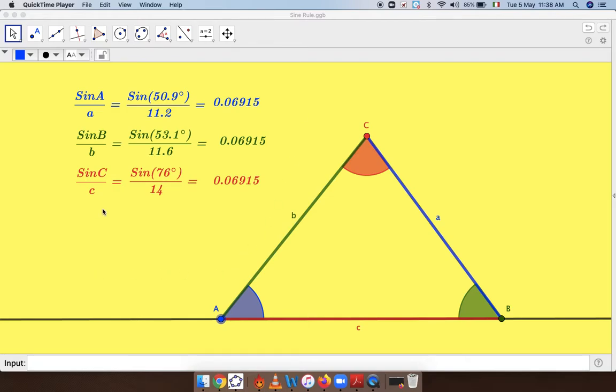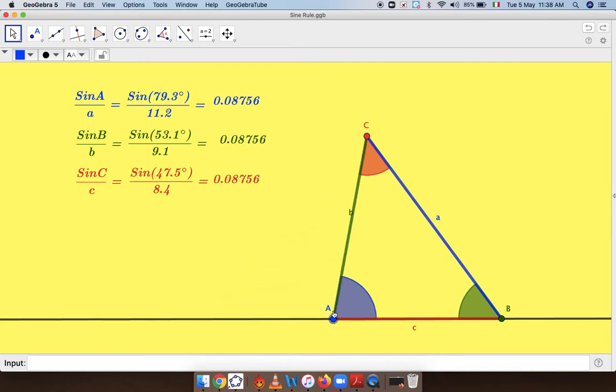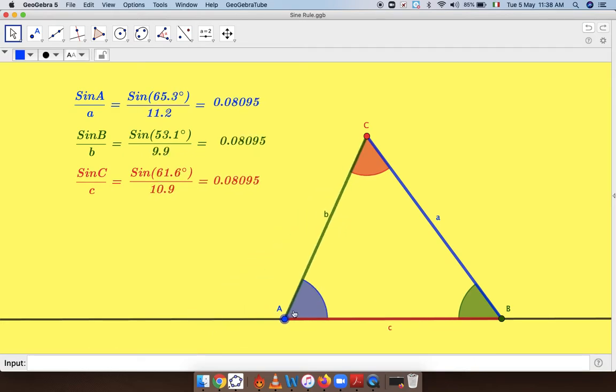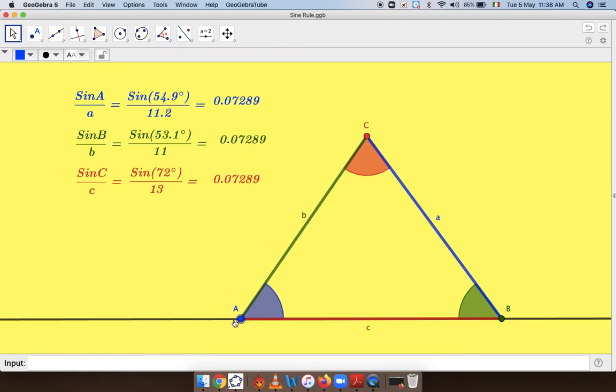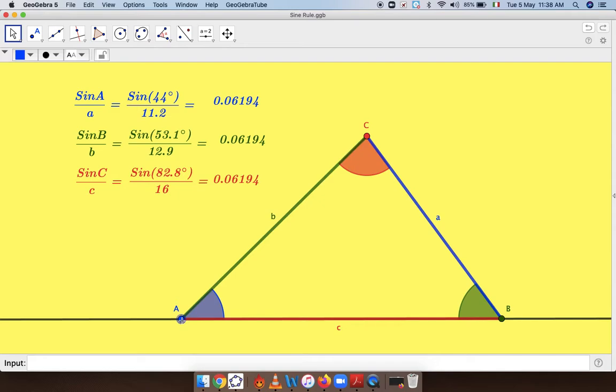So I have a triangle here, three angles, capital A, B, and C, and side lengths lowercase a, b, and c. I've created a triangle here, and I'm just going to move the triangle around. I know there's a lot going on here with these numbers that are changing, but again, it's just to see that the ratios are always the same. So the sine of angle A divided by a.